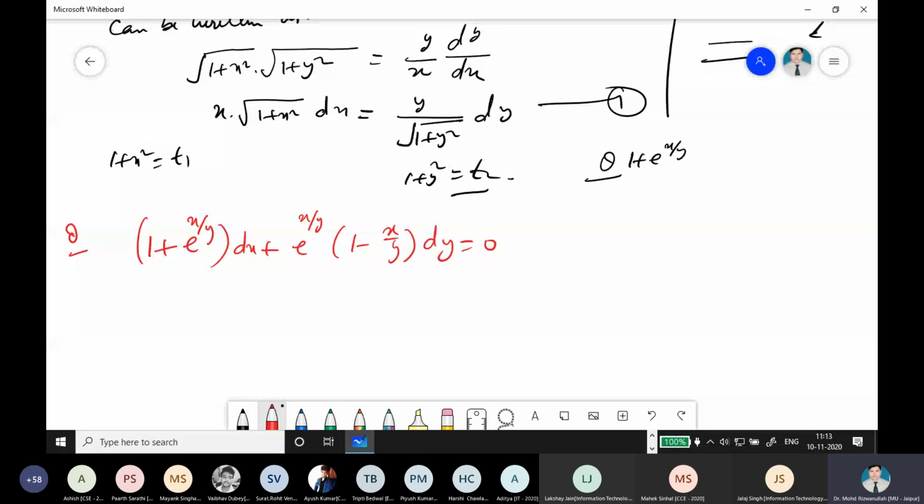Is it this question? Yes, sir. Okay, so what is the problem there? We are not solving, just wanted to check the answer. Fine. What is the answer? e to the power x by y plus x by y multiplied by y equal to c.